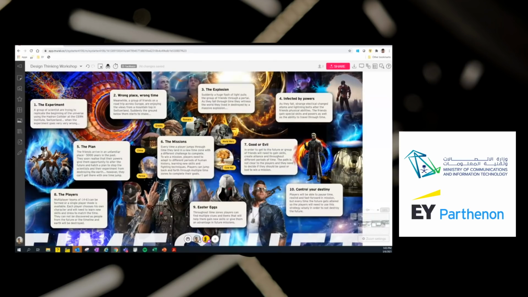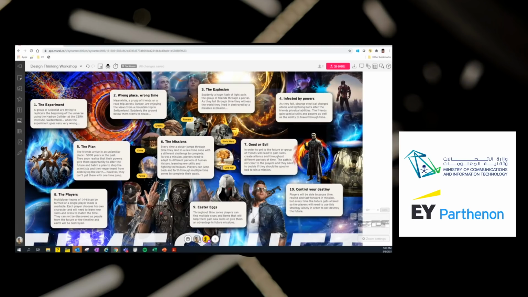So after this, we go to the fourth area here, which is called infected by powers. As they're falling back through time, you can imagine all of this light flashing and them being hit by particles from this experiment. They start to change and mutate and actually gain physical powers and different skills and abilities. So these very ordinary people become a little bit more extraordinary as a group of individuals. And one of the skills that they pick up is obviously traveling through time.